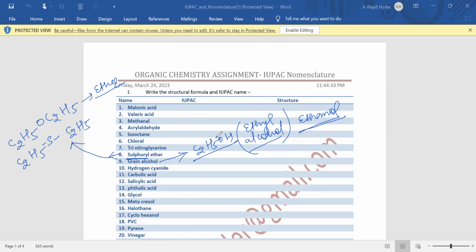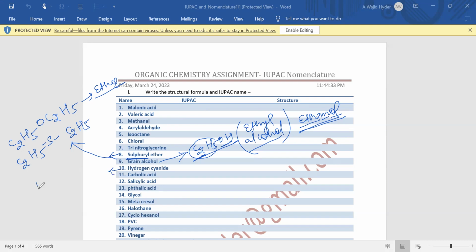C2H5 is ethyl and OH is alcohol, so ethyl alcohol. For the IUPAC name: two carbons, single bonded, so eth, and single bonded, so ane. The functional group is OH, so ol: ethanol. Is this okay, beta?